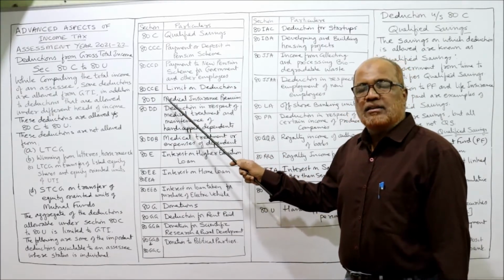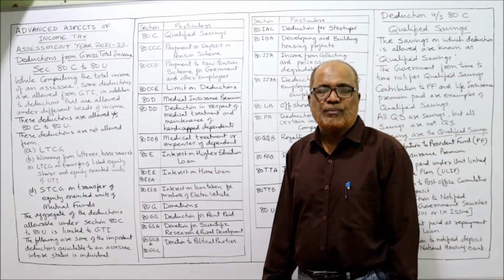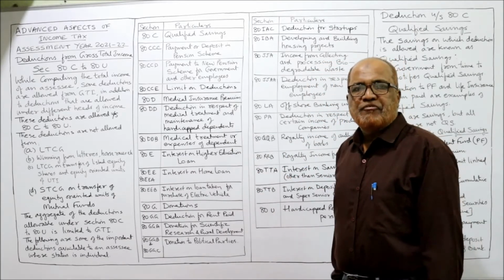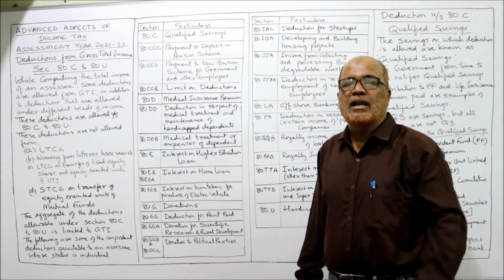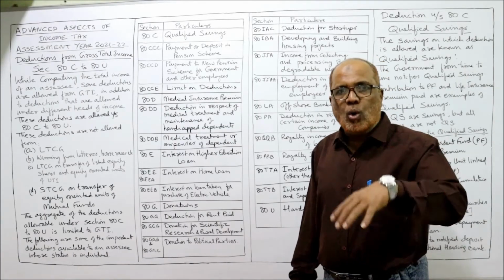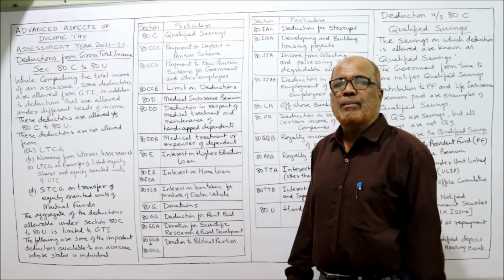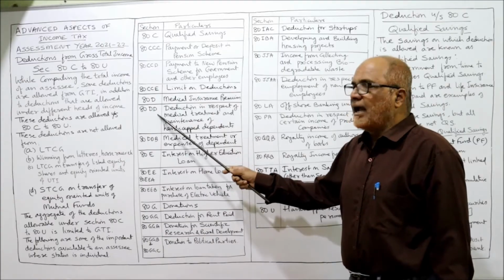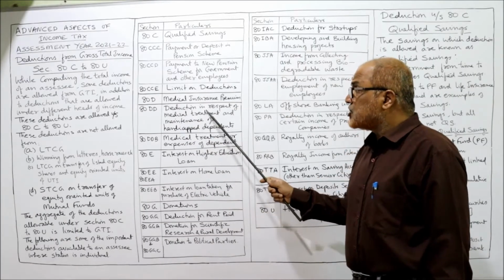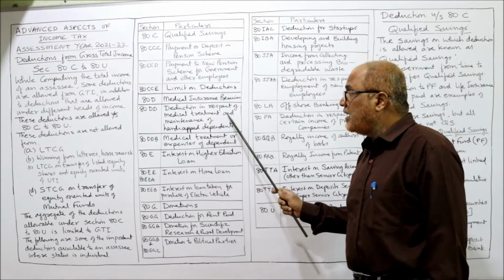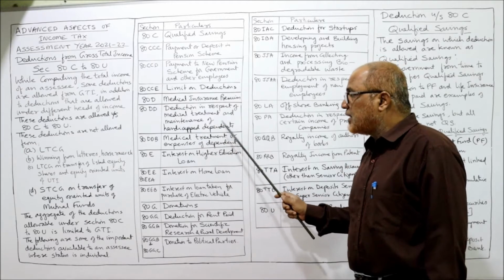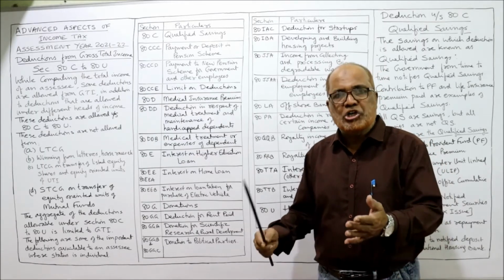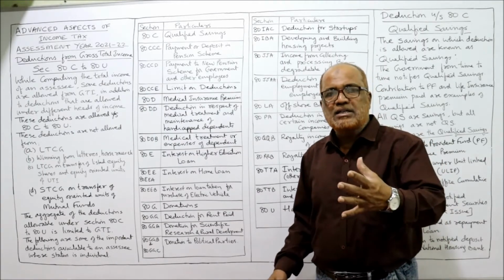Then 80D. This is also a most commonly used deduction. 80D is concerned with medical insurance premium, when an assessee has paid medical insurance premium on his own health or on the health of family members. I'll explain in detail afterwards. Then 80DD, deduction in respect of medical treatment and maintenance of handicapped dependents. If the assessee has some dependents like children or father or mother, we'll go into detail afterwards.